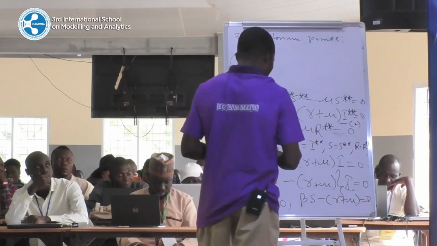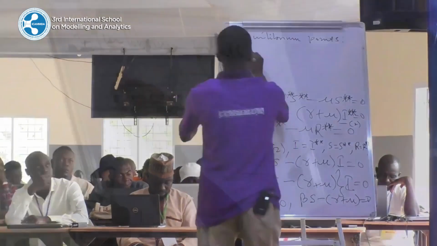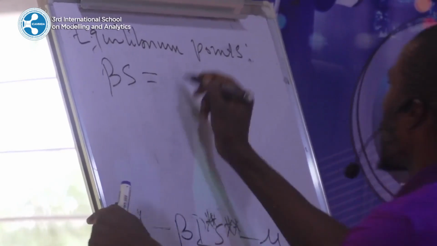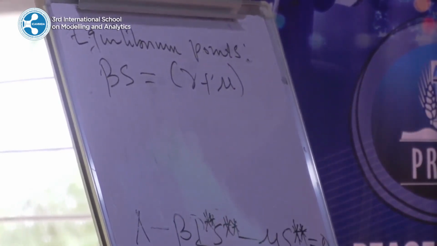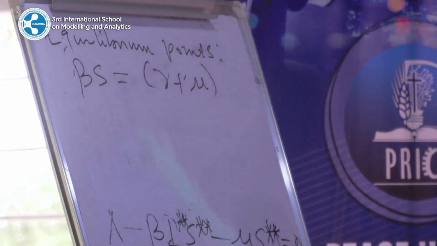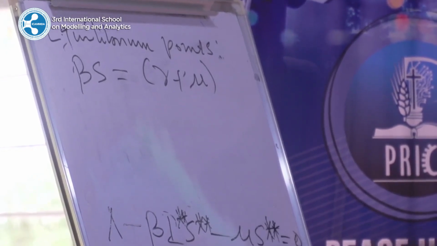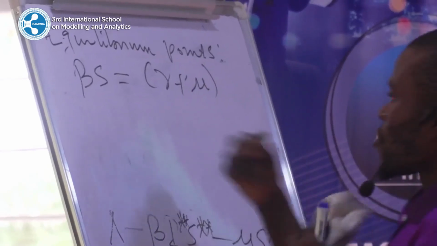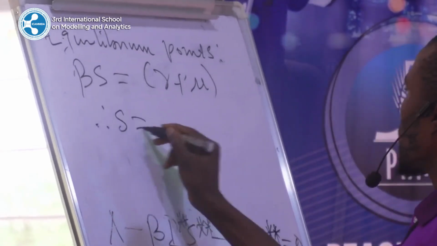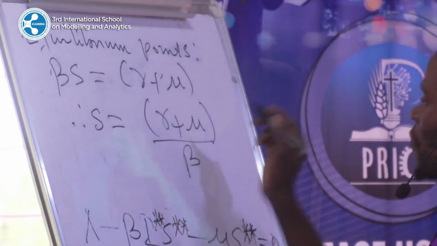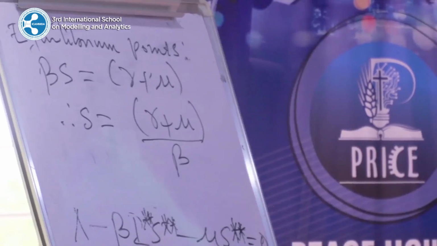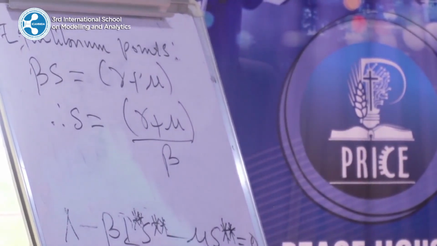So if that is the case, we have that beta S is equal to gamma plus mu. If you rearrange this, keeping with the aim of making S the subject of the formula, we are going to have S equals gamma plus mu over beta.